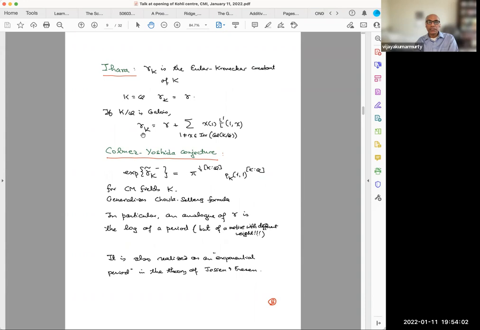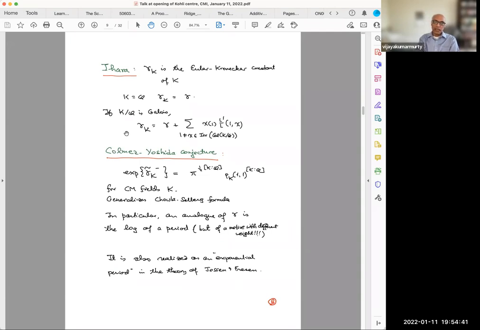And using that, you can write this Euler constant gamma k, which was systematically studied by Ihara, and he calls the Euler-Kronecker constant. You can write it as little gamma plus a linear combination of logarithmic derivatives of Artin L-functions evaluated at 1. I'm not going to define these, we're not going to use these, but just say they are very beautiful, deep arithmetic objects, Artin L-functions. And their logarithmic derivatives at 1 somehow form a linear combination to give rise to this Euler-Kronecker constant.